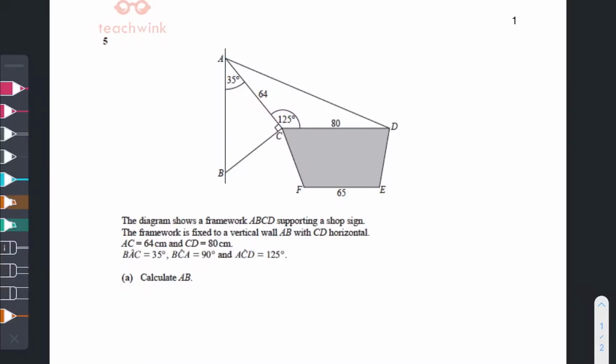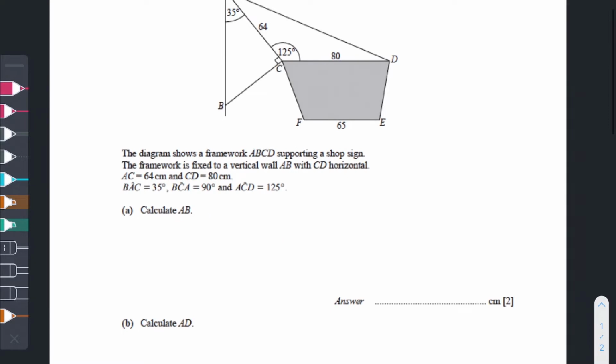Let's get into it. The question says, the diagram shows a framework ABCD supporting a shop sign. The framework is fixed to a vertical wall AB with CD horizontal. AC is equal to 64 centimeters, CD is equal to 80 centimeters, angle BAC is 35, angle BCA is 90 and angle ACD is 125 degrees. The first part says calculate AB.